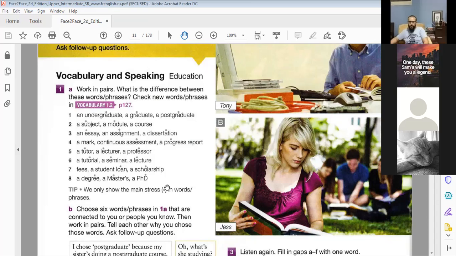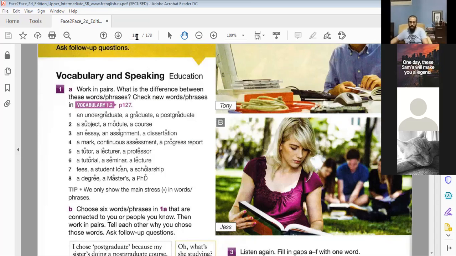PhD for postgraduate. Master's for graduate. Also postgraduate. A degree for a graduate. A degree is usually your first degree, some kind of bachelor degree or higher diploma or something. This is the first one. Master's usually come after that, master's degree, and then PhD. Then PhD.